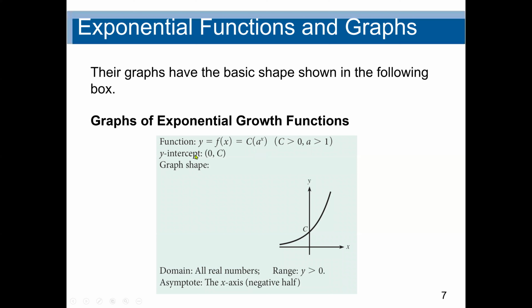And we can get the y-intercept at c, which means when x is 0, the value is c. Again, we're going to see an example in a few seconds. So the domain is all the real numbers, and the range should be y greater than 0. y will never be a negative value, since c is a positive value and a is a value greater than 1. y will always give us a positive result.